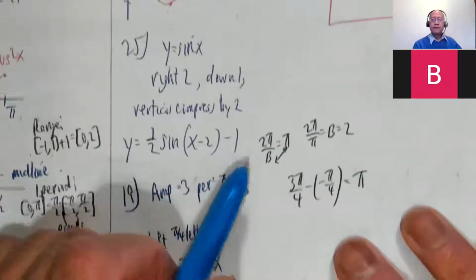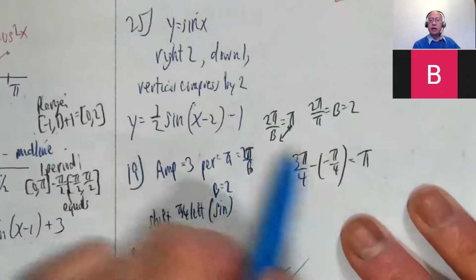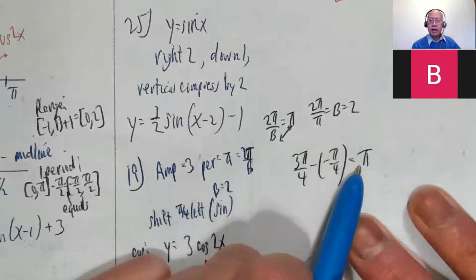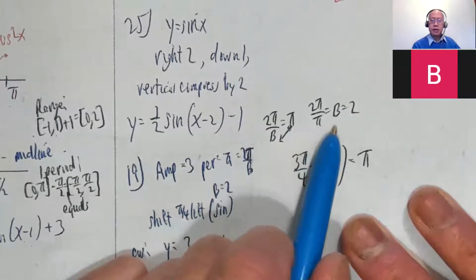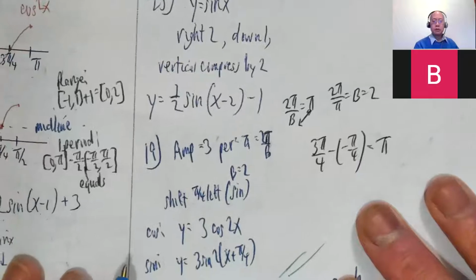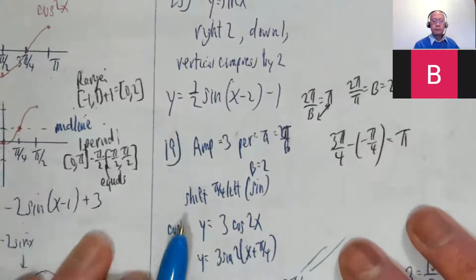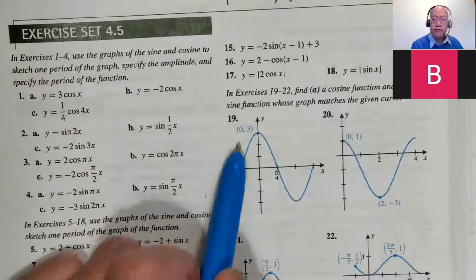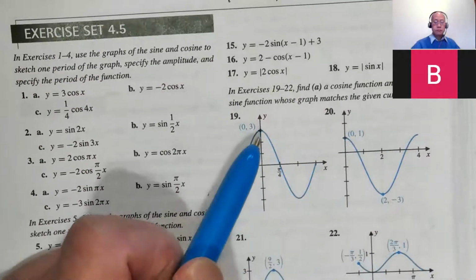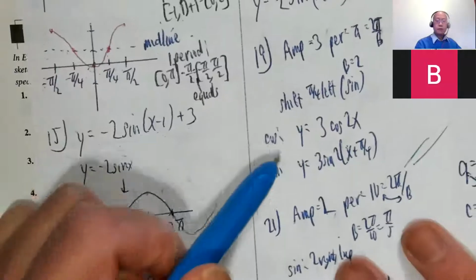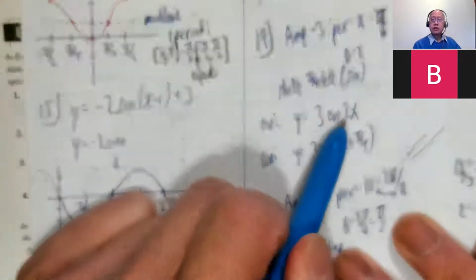So the formula for the period is 2 pi divided by b. I found the period to be pi. Fast way to solve it is just swap these two. 2 pi over pi is b. So I know the b is 2. All right, now, if I'm doing a cosine function, it already starts off at the top. So it's good to go. y equals 3 cosine 2x.